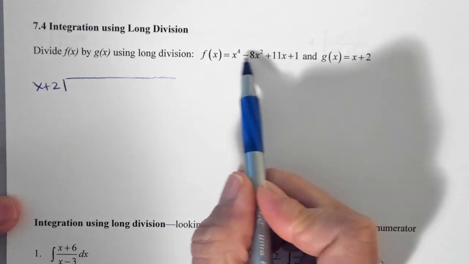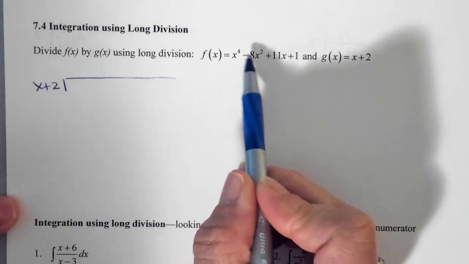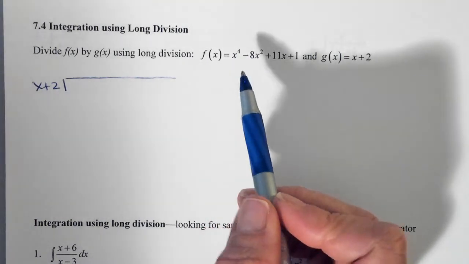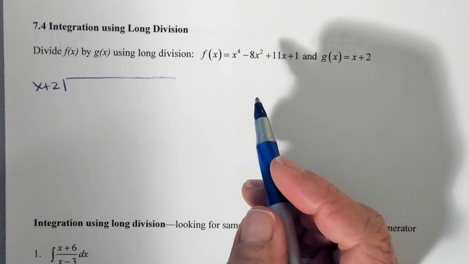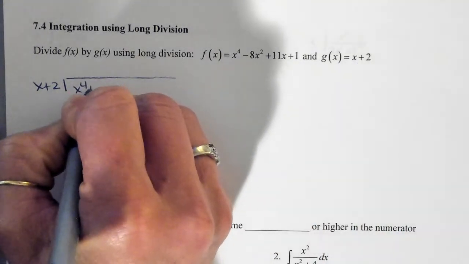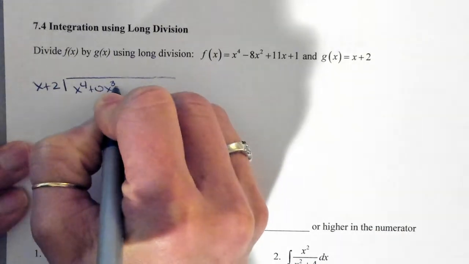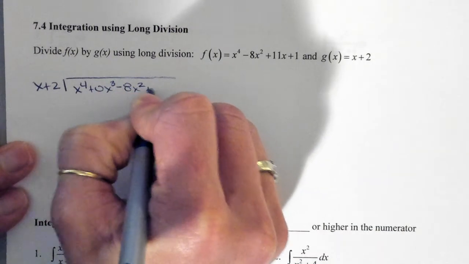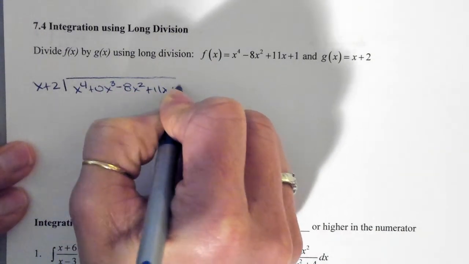So if you notice here, you're missing your x cubed. So we're actually going to put a placeholder in there. It might be insignificant, but it's important that you do put the placeholder in just in case. So you have x to the fourth here, 0x cubed, minus 8x squared, 11x, and then plus 1.